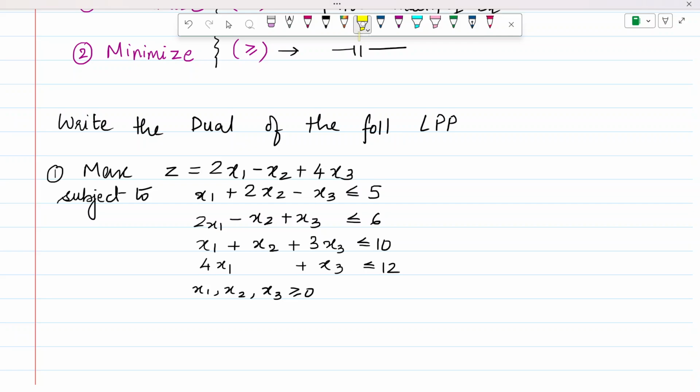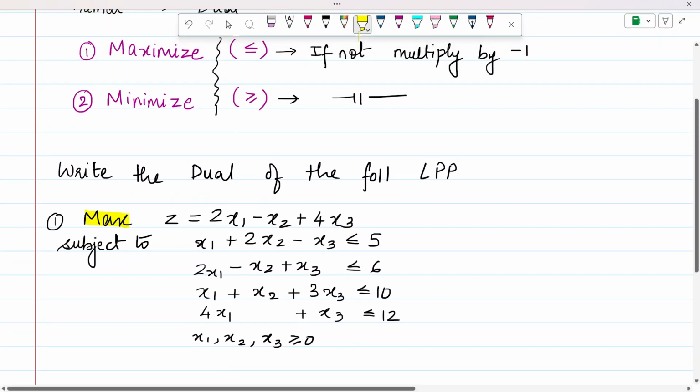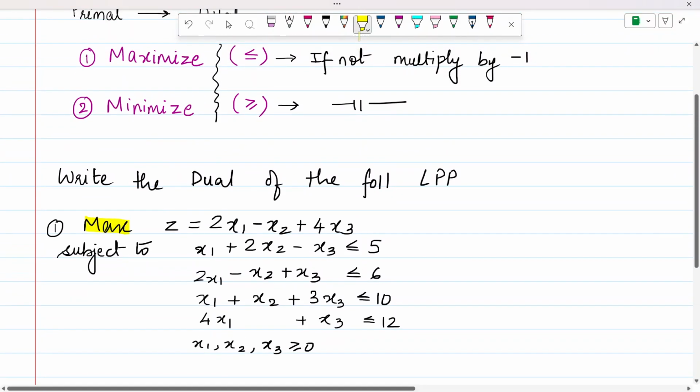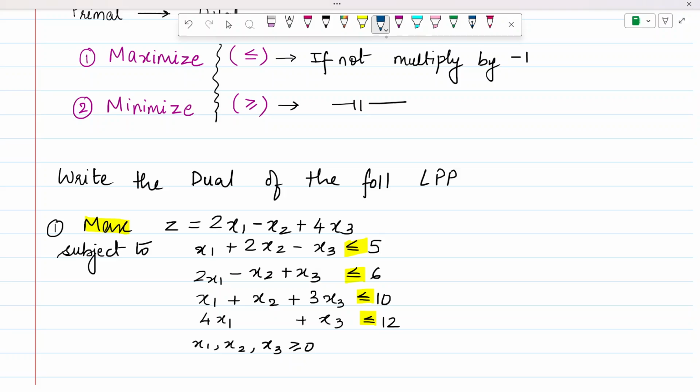Observe the LPP is in the form of maximization. If the LPP is in the form of maximization, as per your required condition, all your constraints should be less than or equal to. So the constraints are already less than or equal to. Hence, we do not touch the question. We'll directly move to finding the dual. Also, before that, there's one thing which is missing. There's an x2 term which is missing. So I'll put here 0x2, which doesn't change the equation at all. Just that I've introduced a 0x2. Now we need to understand there are four constraints: constraint number 1, 2, 3, and 4.